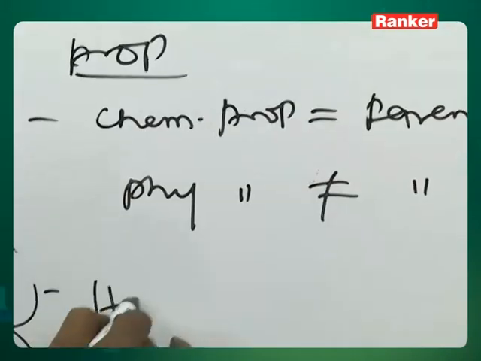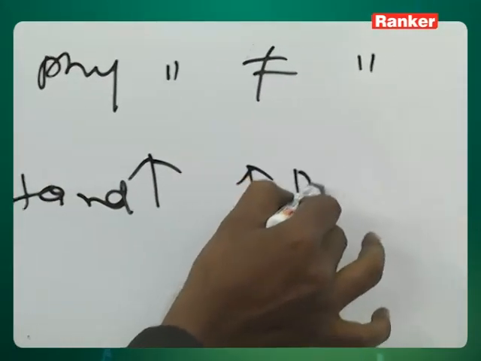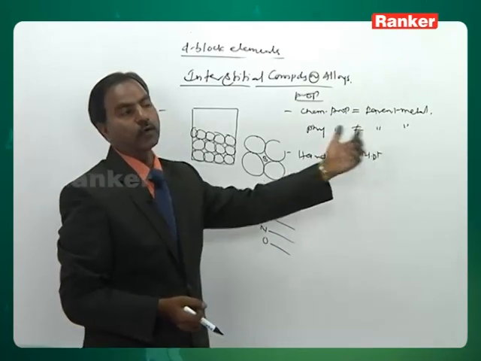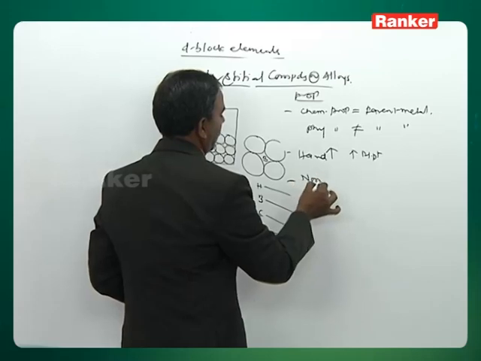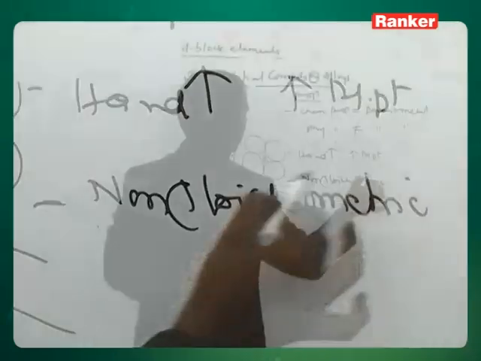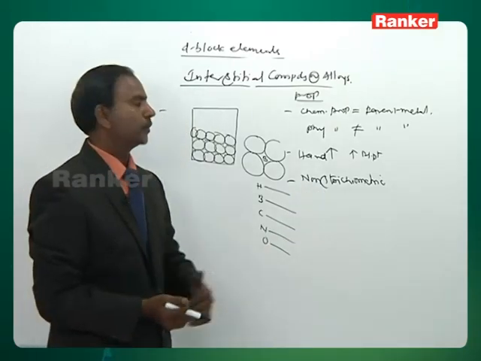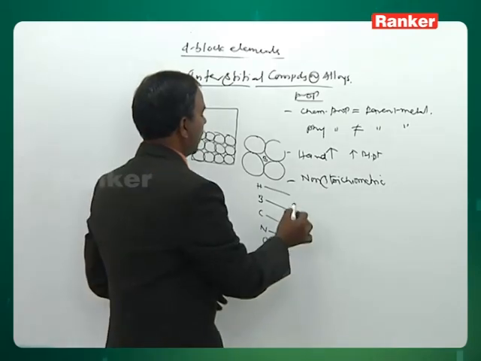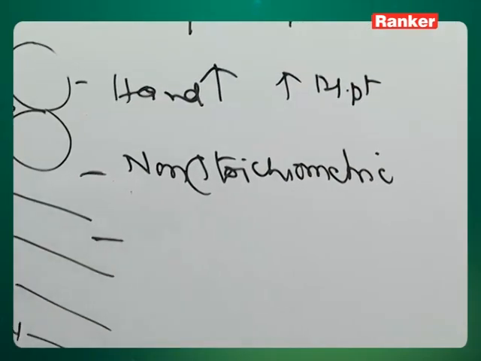Next, look here, these are very hard substances. Their melting points are very high, even more than the parent metal. Next, remember, these are non-stoichiometric compounds. They are not following any valency rules.